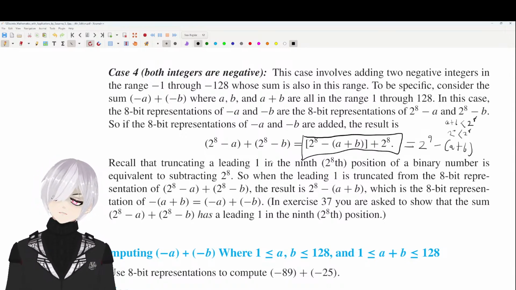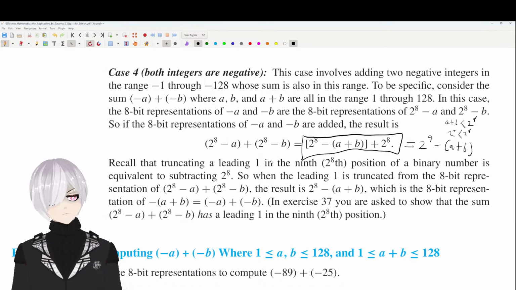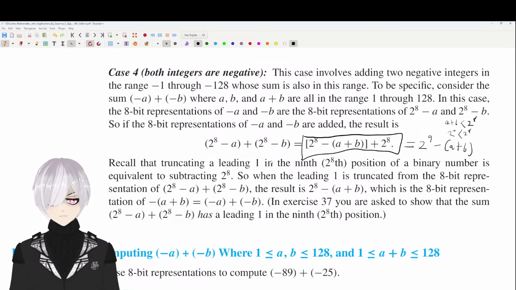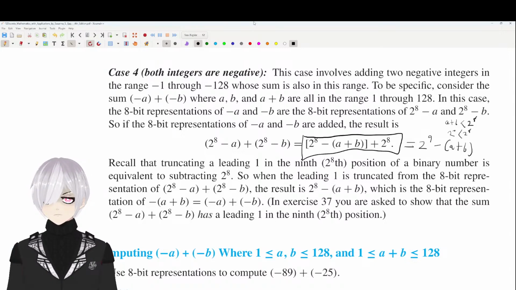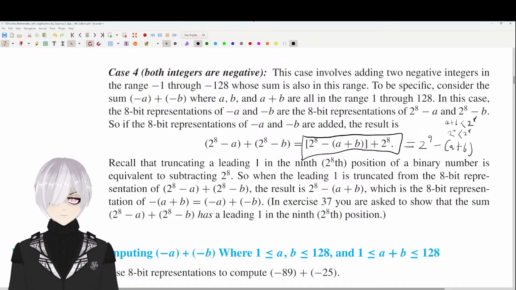Yeah, because they covered all possible combinations: they're both negative, you're adding two non-negatives, and they also covered adding a negative and a non-negative.